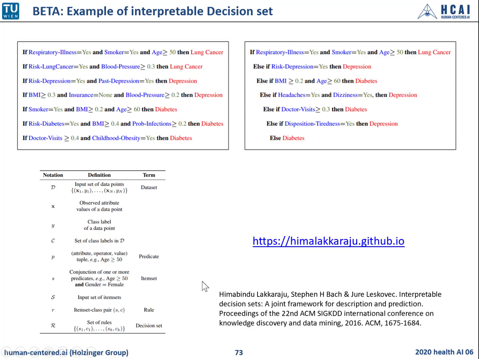So this is from a further paper presented at the ACM SIGKDD. On the left you see a BETA example, and on the right this is a decision list. And these are more comprehensible to humans because rules apply independently. So you can have a look at the GitHub repository of Himabindu.